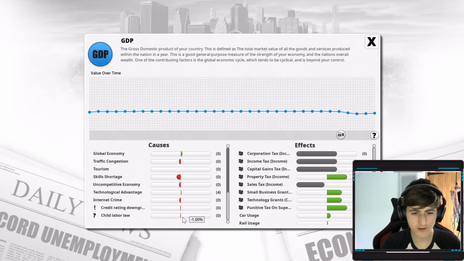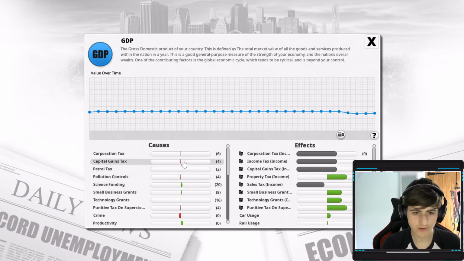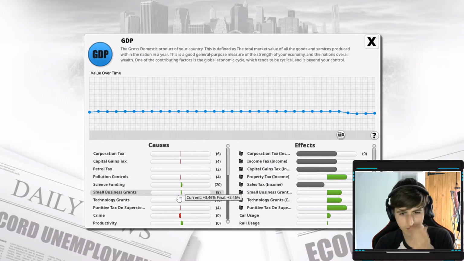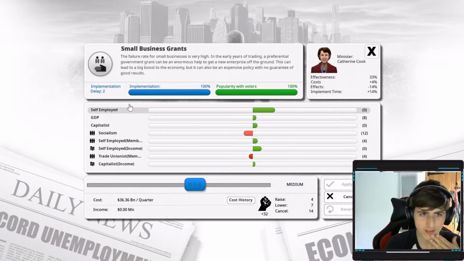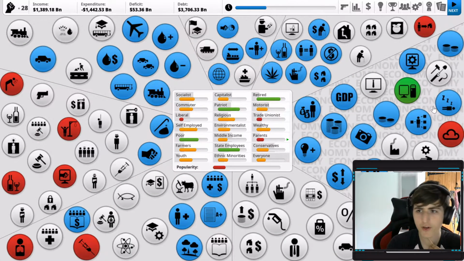See, that's the annoying thing. Things like getting rid of child labour law actually reduce GDP, which is fair enough. It would do in reality, but it's still a little bit frustrating. There you go, so small business grants. Was that the one I did? Maybe it wasn't. No, that was the business startup, wasn't it? However, I am going to boost that, even though it costs us quite a bit more. It's a very useful thing to have.